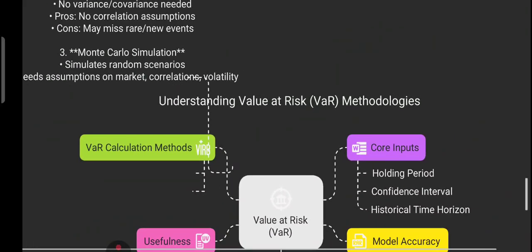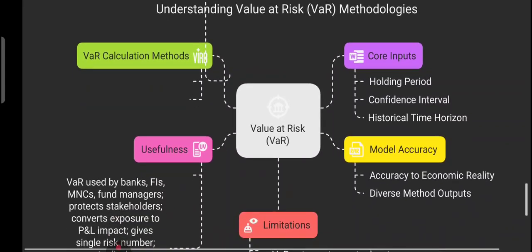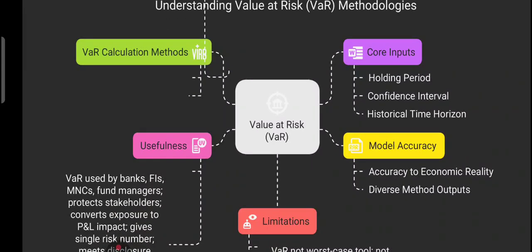Now let's move over to value at risk, some more points related to value at risk in the upcoming slide. So what are the methods to calculate the VAR? Very important thing. So friends, some important points related to calculation of VAR.